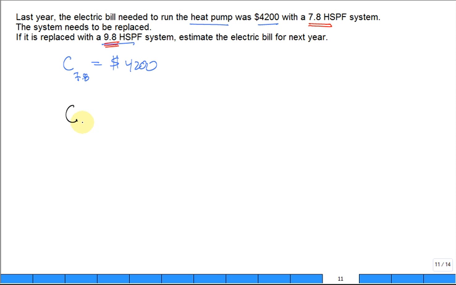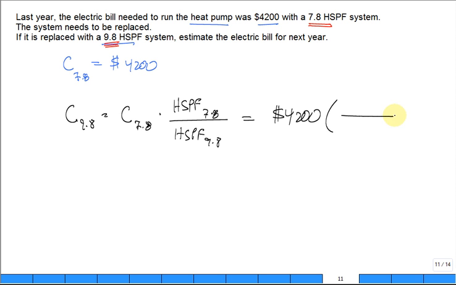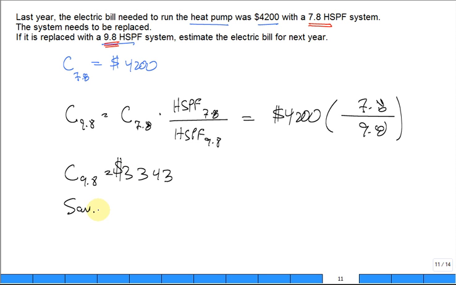The cost for the 9.8 would be the cost last year with the 7.8 times the ratio of the heating seasonal performance factor of the 7.8 divided by the heating seasonal performance factor of 9.8, or just the $4,200 times 7.8 divided by 9.8. And that comes in at $3,343, annual savings of $857, which is a 20% reduction in electric consumption or use.